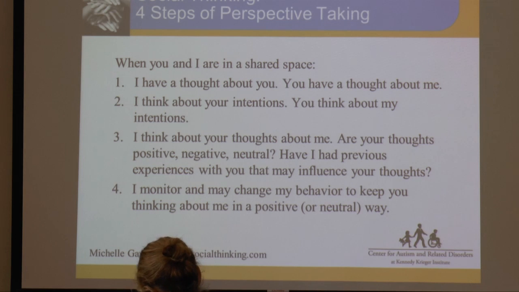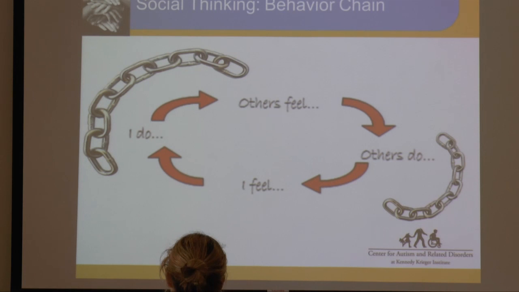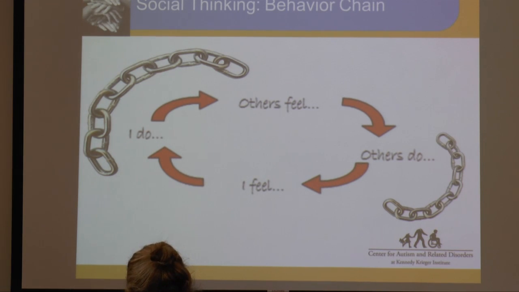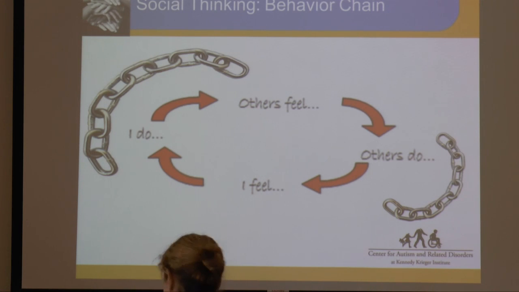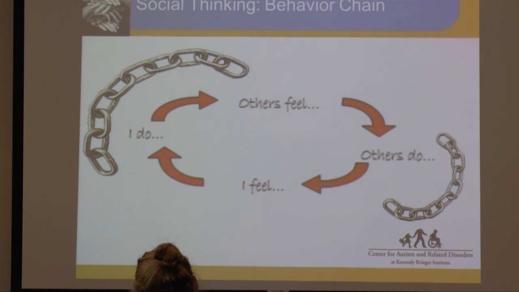This is kind of complicated, and it's a little hard to break down for our kids. So we can take it and we can break it down for them. And I do that by talking about something I refer to as the behavior chain, which basically says, I'm going to do something. You're going to have a thought or a feeling about what I do, and that's going to inform what your actions are, what you choose to do. And guess what? That's going to influence how I think and feel. So what this means is that it's really all about me.